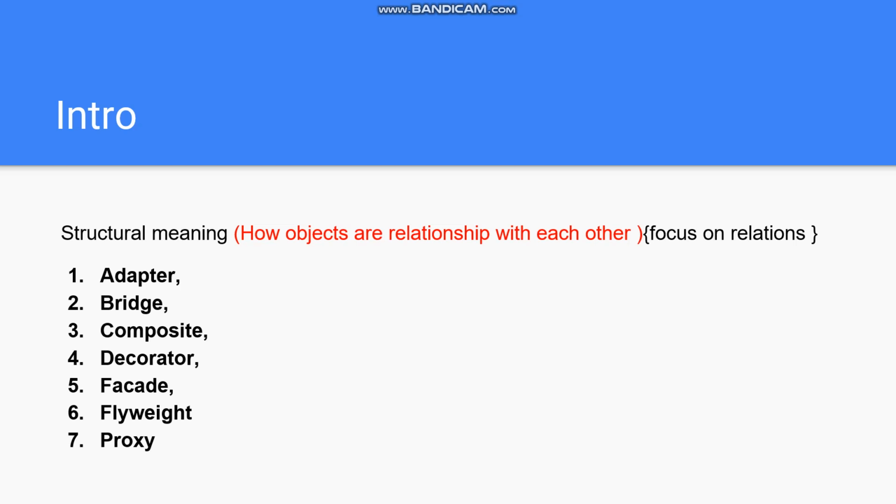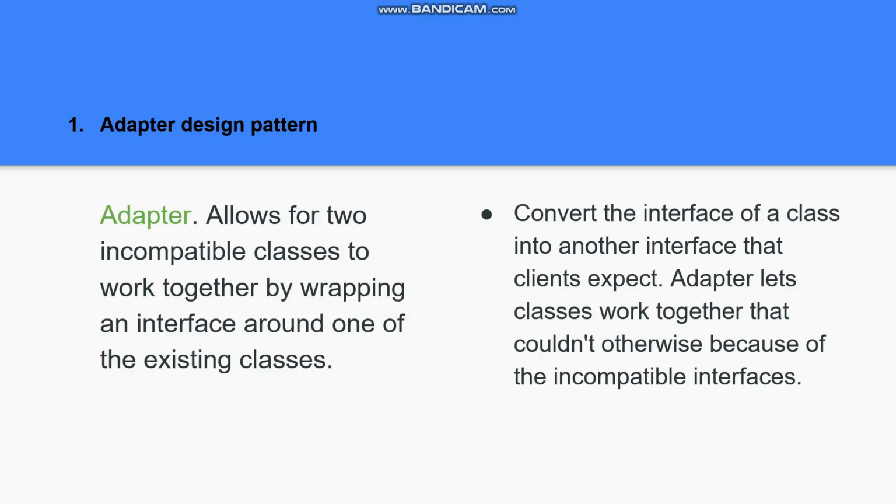So, different types. Here we will discuss different types like adapter, bridge, composite, decorator, facade, flyweight, and proxy design patterns, where we will discuss each and every structural design pattern in detail. First of all, we will discuss the adapter design pattern.